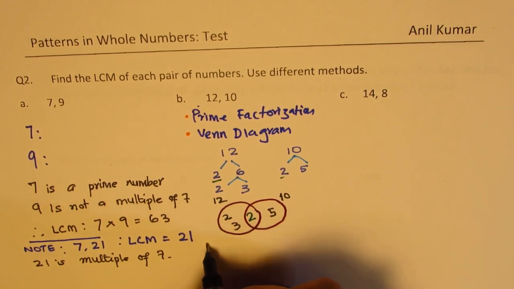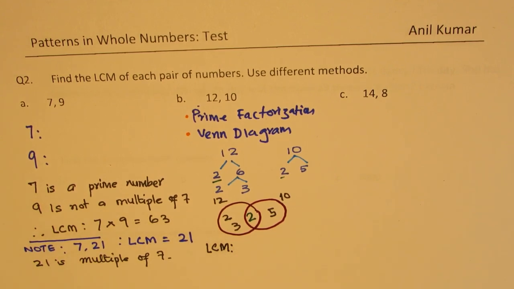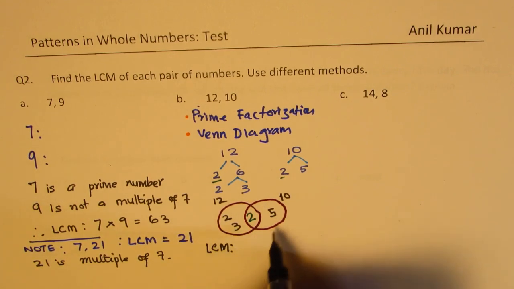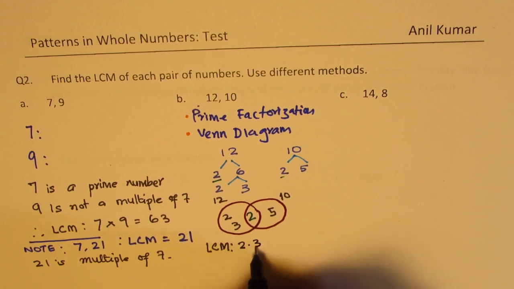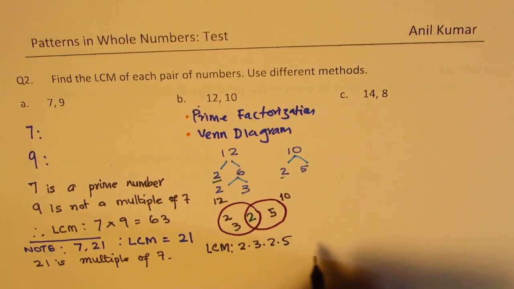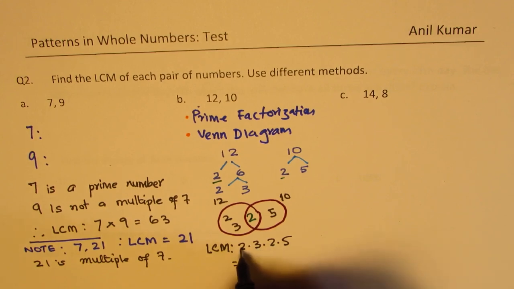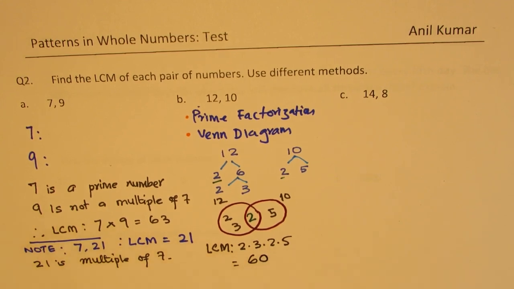Now from here, what is the lowest common multiple? Multiples are bigger numbers, right? Just multiply all these numbers. So we'll do 2 times 3 times 2 times 5 to get our answer, which is 60. Do you see that? So using prime factorization and the Venn diagrams, we can easily find the lowest common multiple. Do you see that? Right.